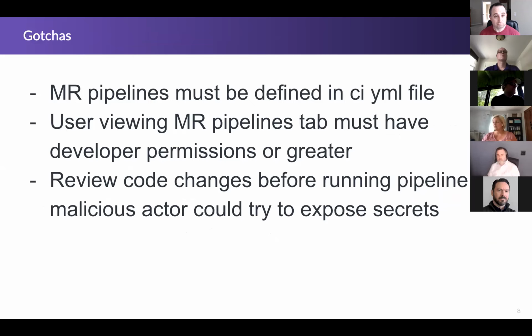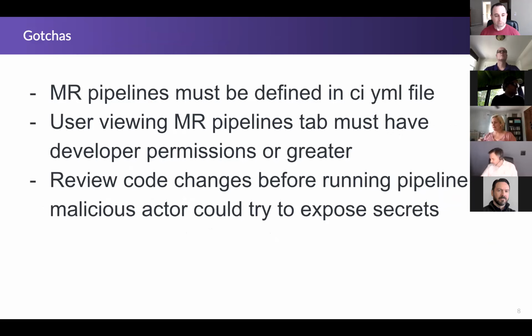Now, there are a couple of gotchas here. So some things that you have to think about. And I got tripped up on this one. We don't necessarily always use merge request pipelines by default. You have to have merge request pipelines defined in your GitLab CI YAML file, or else you're not going to see any of this and you're going to wonder what happened. Also, the person in the open source project who's reviewing that merge request needs developer permissions or greater, or else they're not going to see that button to run the pipeline.